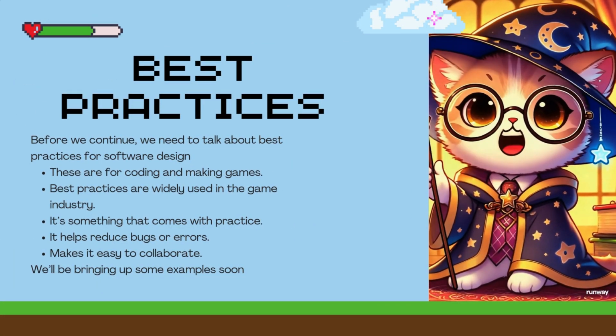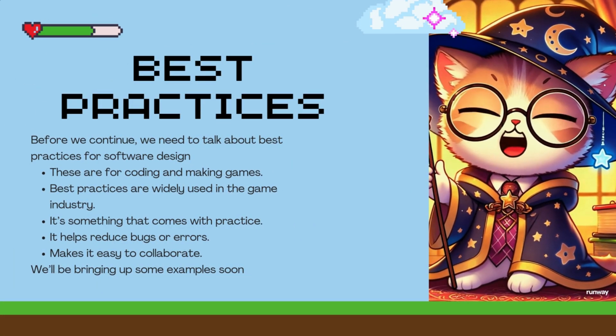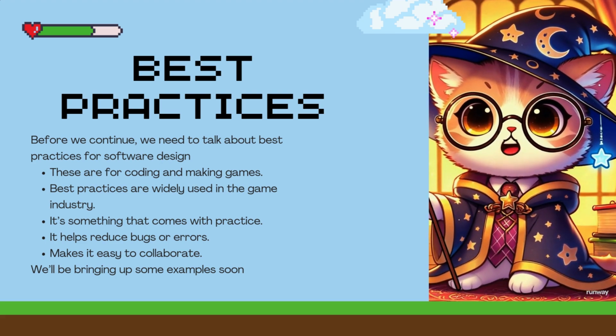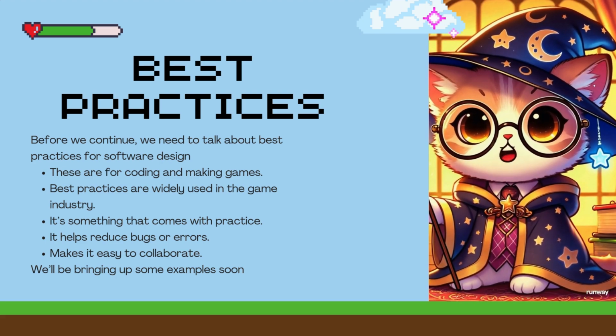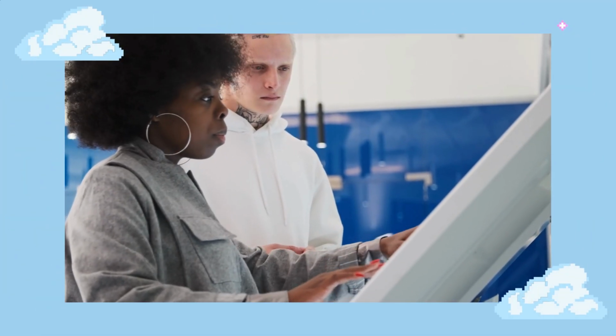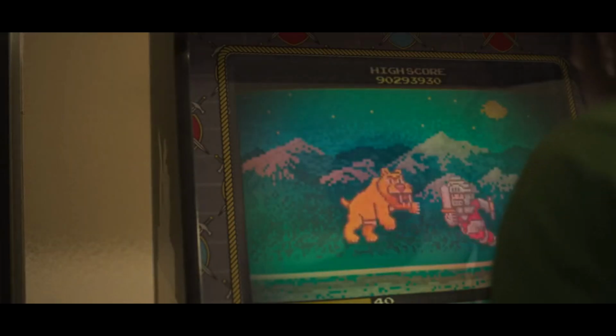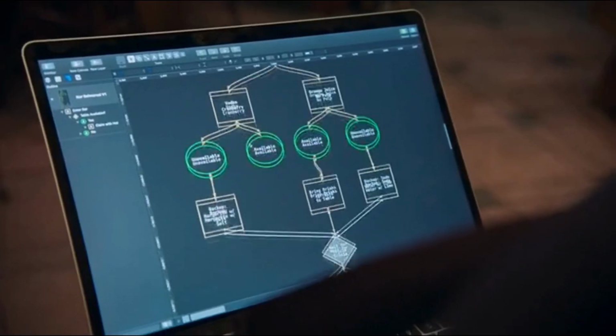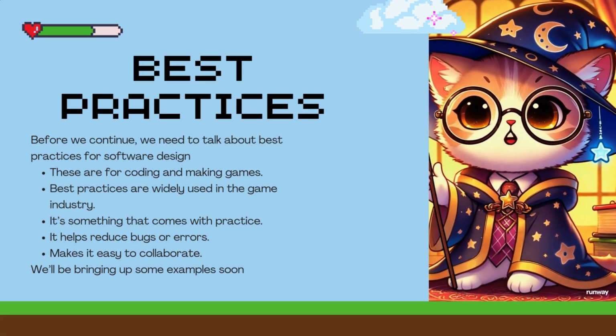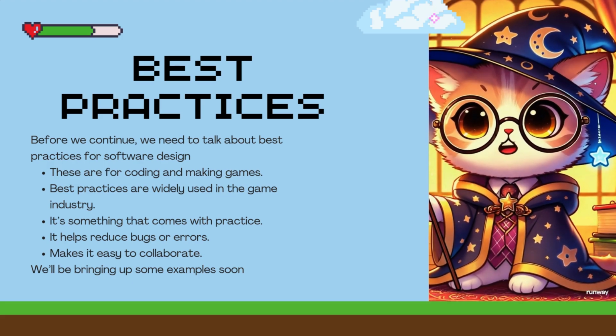Before we continue, we need to talk about best practices for software design. These are for coding and making games. Best practices are widely used in the game and other industries. It's something that comes with practice. It helps reduce bugs or errors and makes it easy to collaborate. We'll be bringing out some examples soon.